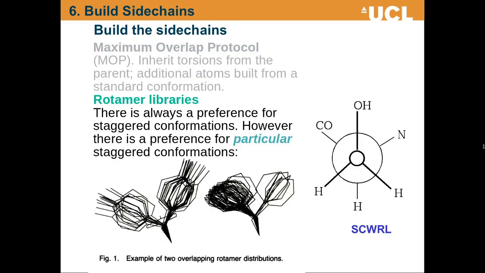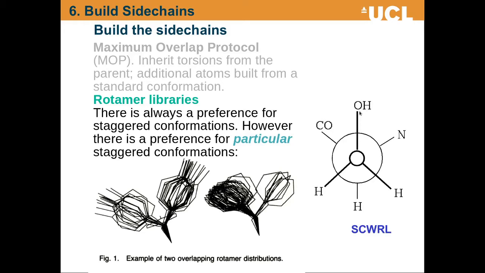Now, that approach is all very well, but it actually throws away useful information. And this useful information is what's known as a rotamer library. So there's always a preference for staggered conformations. In this view on the right, this is what's known as a Fisher projection. And the small circle is an atom that is close to you, and the big circle is an atom that's farther away from you, and the two are bonded to one another.